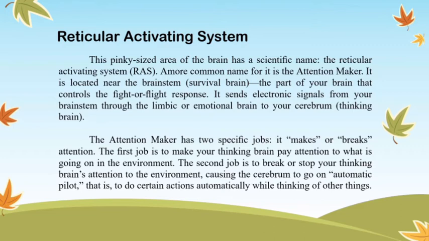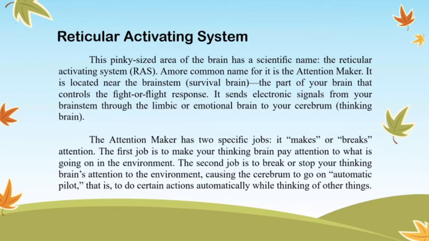The attention maker has two specific jobs. It makes or breaks attention. The first job is to make your thinking brain pay attention to what is going on in the environment. The second job is to break or stop your thinking brain's attention to the environment, causing the cerebrum to go on automatic pilot, that is, to do certain actions automatically while thinking of other things.